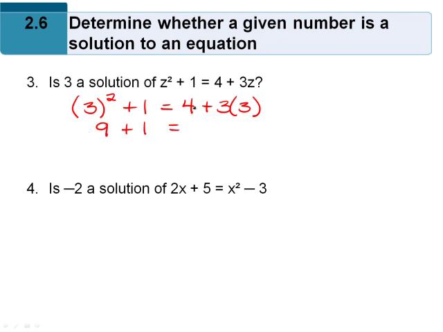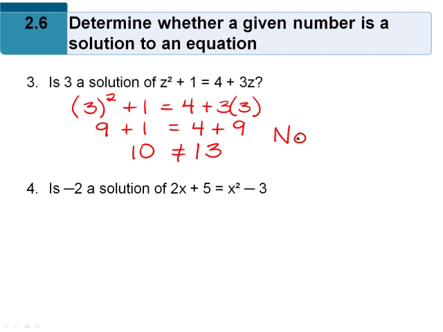And then over here, 4 comes down, and we're going to multiply. 3 times 3 is 9. So 9 plus 1 is 10, and that's not going to be equal to 4 plus 9, which is 13. So the answer is no.